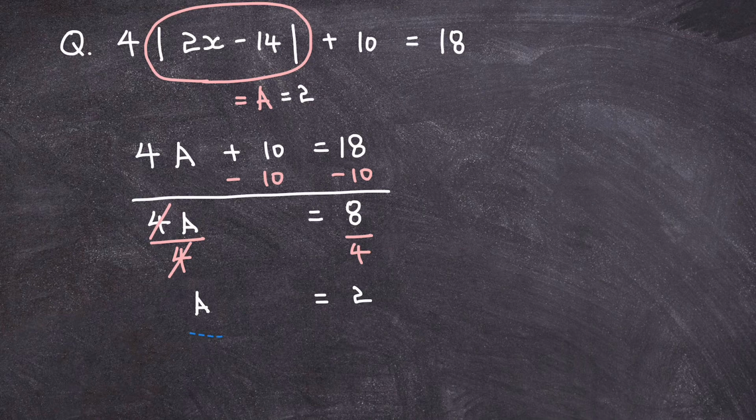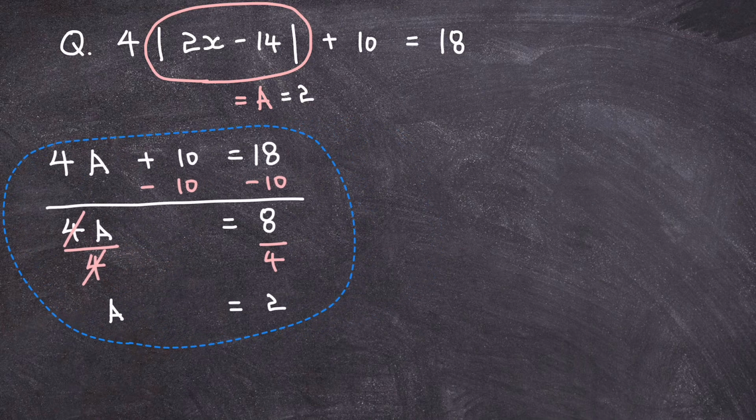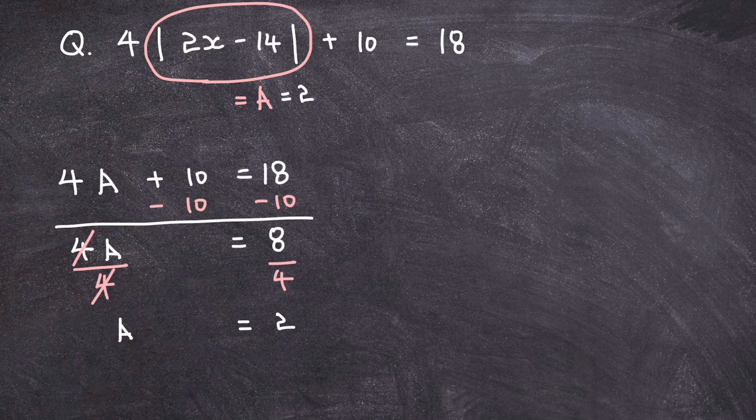Now, the first part of this question is done. Now let's move on to the second part of this problem solving. Now that I know my absolute value expression is equal to 2, I'm going to set that equal to 2. How do I do that? Well, I write the absolute value expression on the left side of the equation and set that equal to 2.